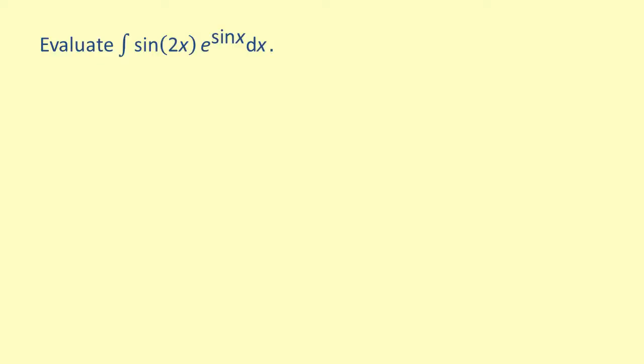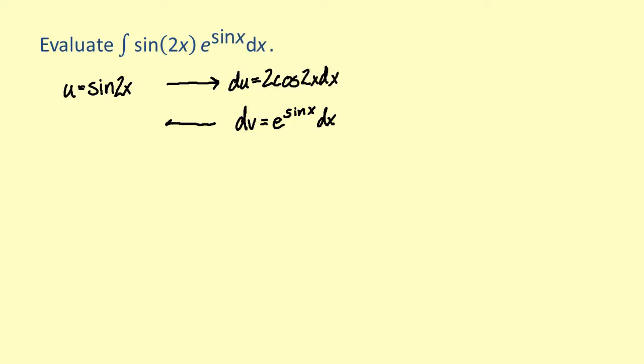Let's use integration by parts to try to evaluate an expression. If we begin by using LIATE without thinking, we would choose u to be sine of 2x, and dv to be e to the sine of x dx. That gives us 2 cosine of 2x dx for du, but then we get stuck when we try to integrate to find v. We don't have a way to integrate e to the sine of x.